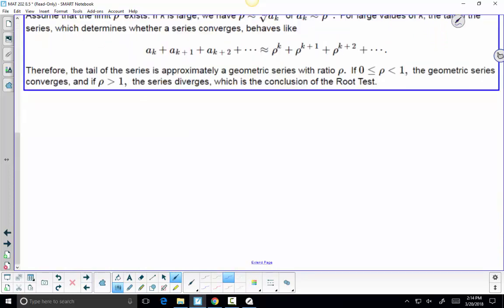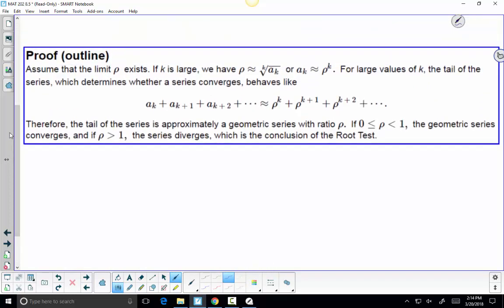So we're going to assume that this limit exists. So we're going to assume that if we go far out to the tail of the series, rho is about the kth root of a sub k. So we're assuming that the kth root of a sub k is approaching rho. In other words, you can think of going far out in the series and the term being rho to the k. Right? So if we have rho is about the kth root of a sub k, we can take the kth power of both sides. So a sub k is about rho to the k.